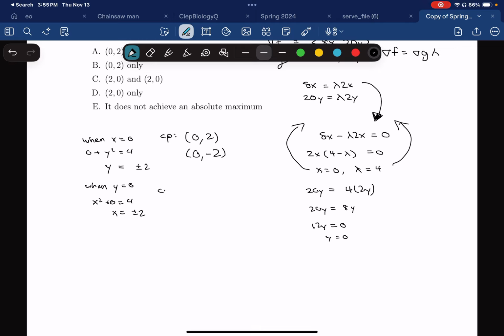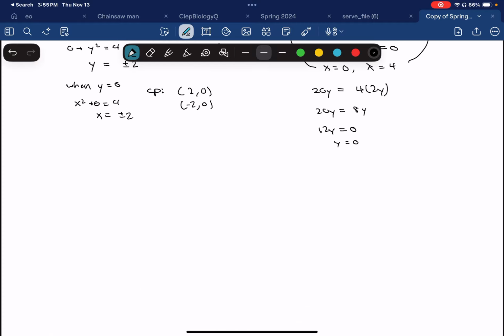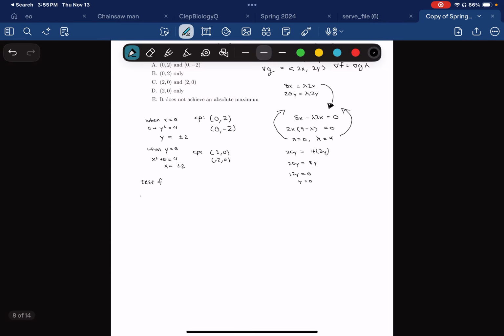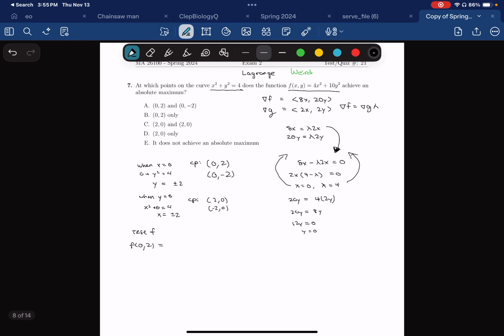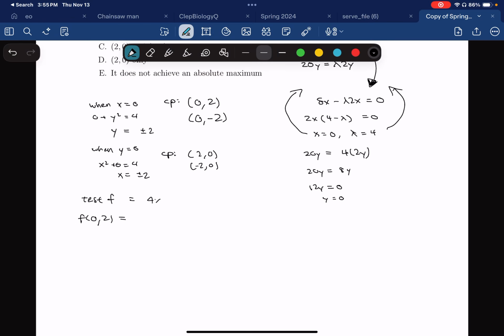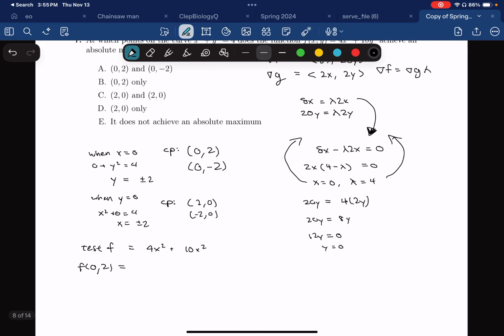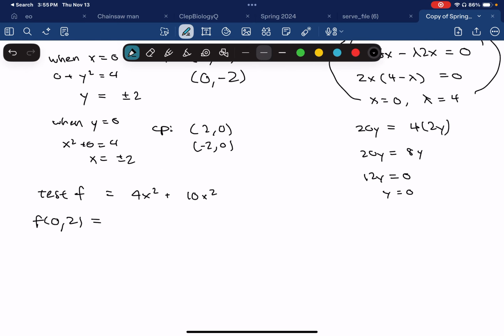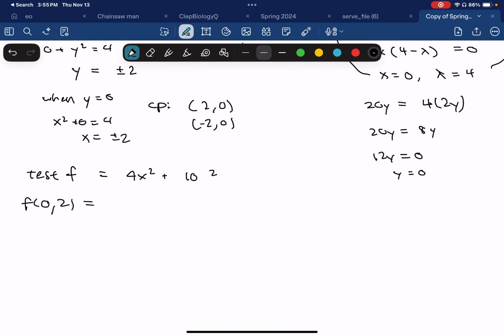So in this case, our critical points will be at (2, 0) and (-2, 0). So there are critical points. We now have to test f. So f(0, 2) will be equal to, actually, let me just write this out. It'll be 4x squared plus 10x squared, oh, well, not 10x squared, 10y squared.